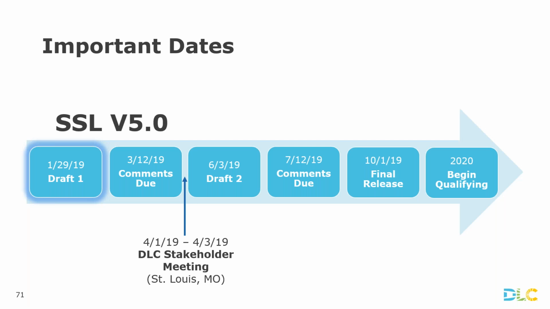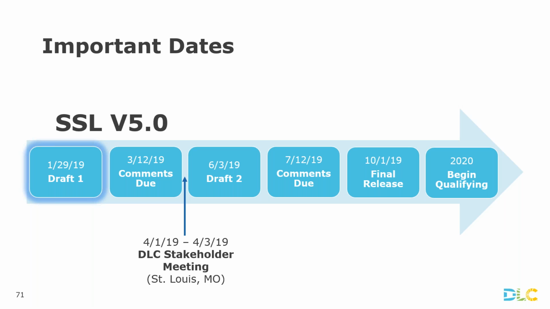So for next steps, comments are due on this first conceptual draft on March 12th. So that's coming up next month. We'll be taking those comments and bringing them to the DLC stakeholder meeting in St. Louis beginning on April 1st. If you would like to hear what we have heard from everyone in terms of comments and be part of the discussion on how we move forward around them, this is an event to be at. So we hope that you'll be able to join us there.